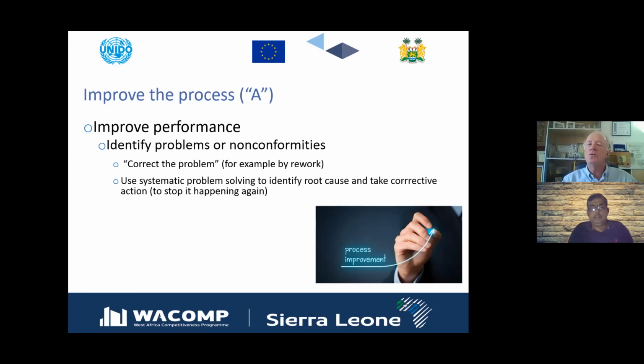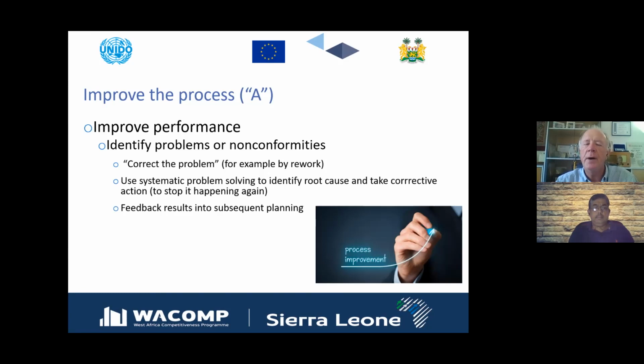But it doesn't tell us, why did that problem happen? Was it because the process parameters in the cleaning plant weren't appropriate? Was it that we didn't clean it for long enough? Was it a human error or things like that? So we need to use systematic problem solving to identify the root cause and to take corrective actions to stop it from happening again. So there is that distinction between correcting the problem and taking corrective actions.